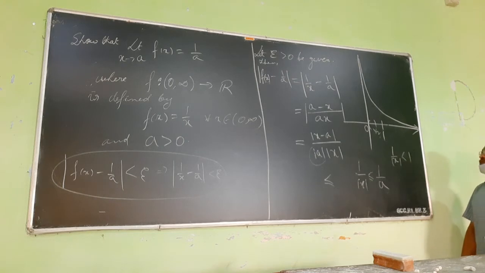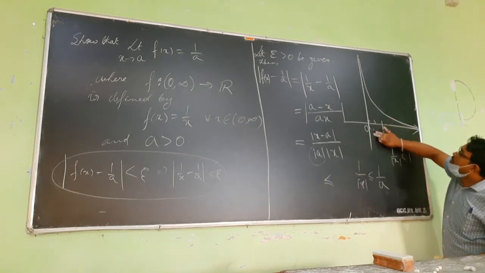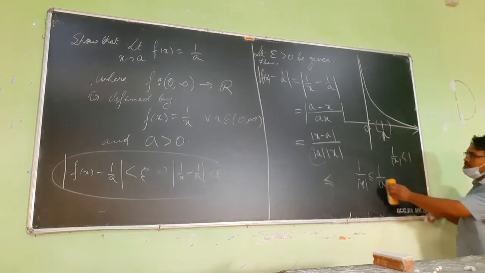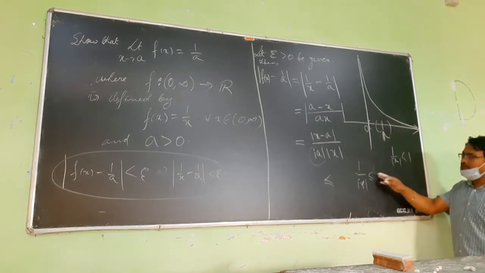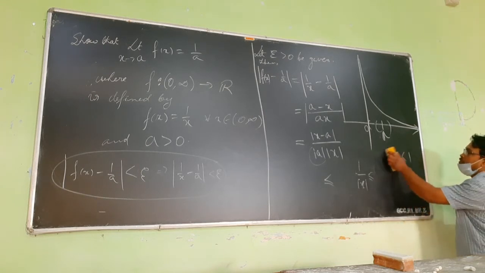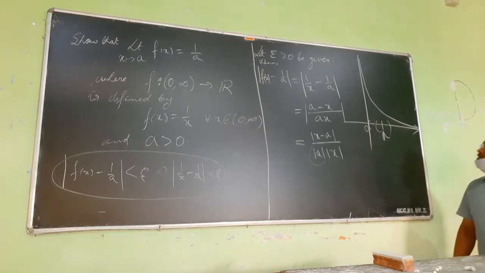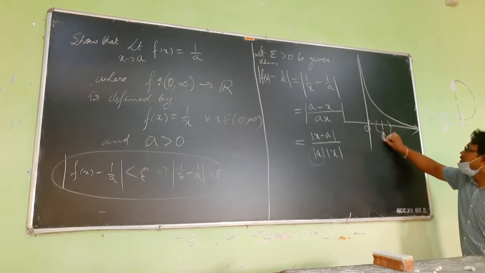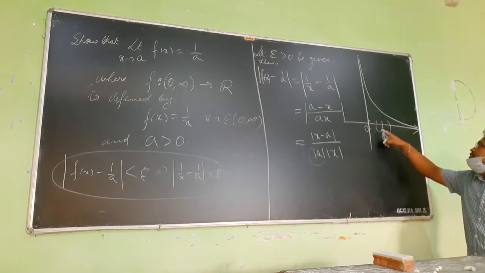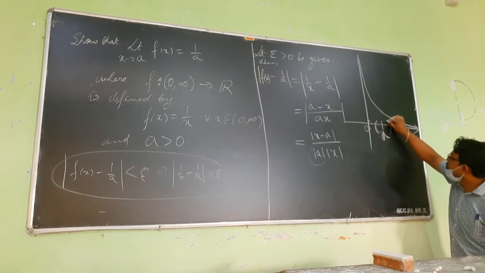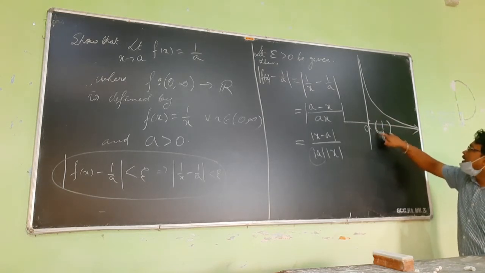So we have to find some neighborhood around the point a where 1 by mod x is less than, not necessarily 1 by a, some constant. So what is that neighborhood? You can take it very simply. You consider some neighborhood. Say a is a non-zero point here. So you take some neighborhood inside this domain.